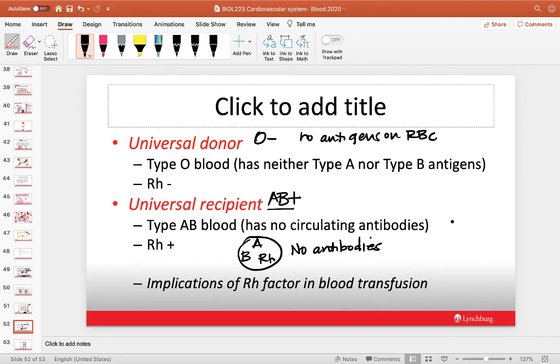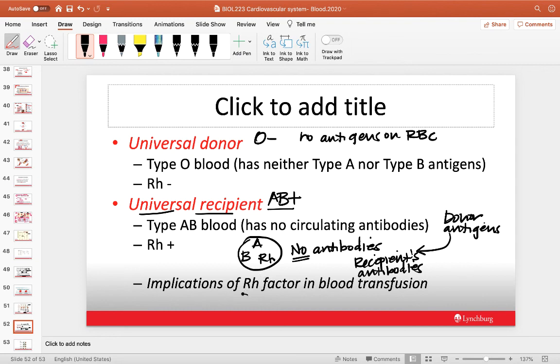So as a recipient, we know that we have donor antigens, which are going to react with the recipient's antibodies. Okay, so what's important here is the recipient's antibodies. In this case, we have no antibodies to react to the donor's antigens. Therefore, type AB positive blood is considered to be the universal recipient. They can take blood from anyone, which is a great place to be.